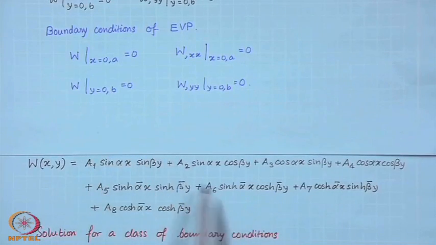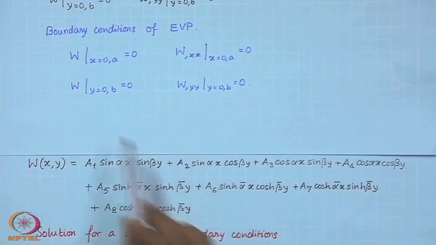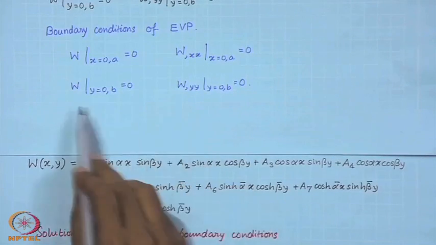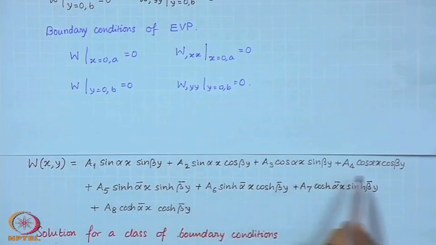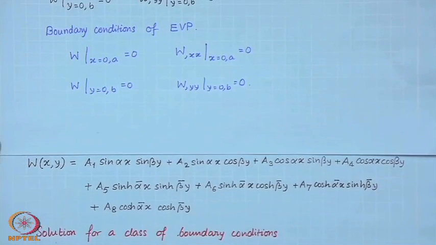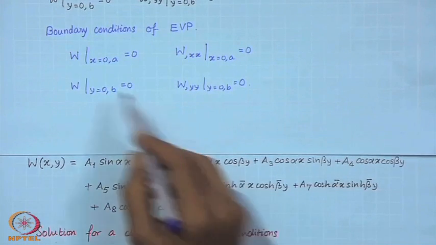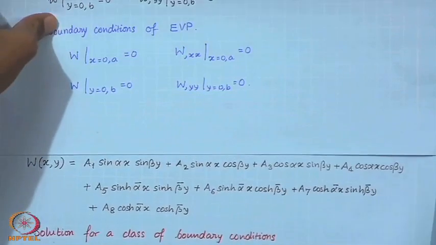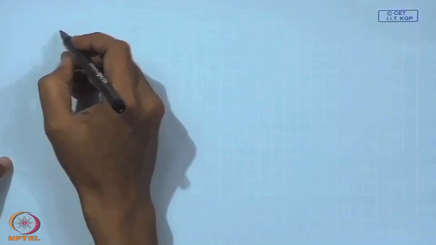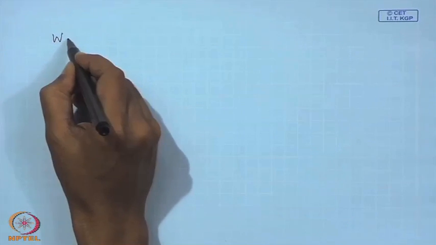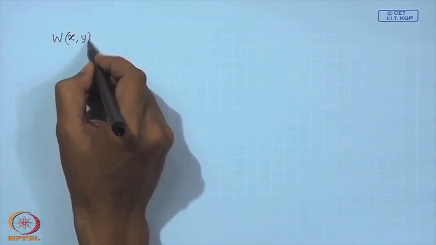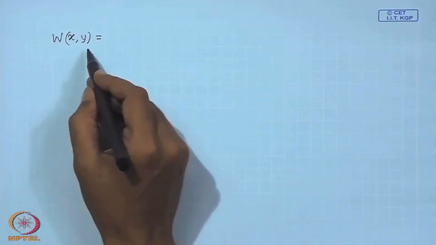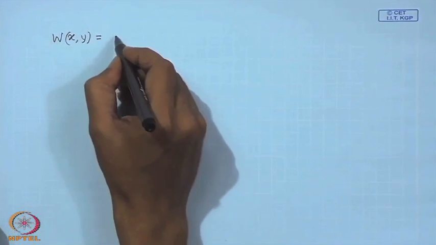Similarly, when you consider y equal to 0, the displacement and the curvature, so double derivative with respect to y. So, if you look at all these conditions that you obtain, then finally, using these conditions, you will come to the conclusion that the solution will boil down to this.